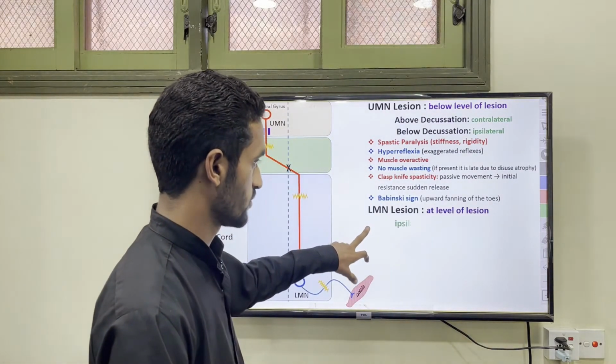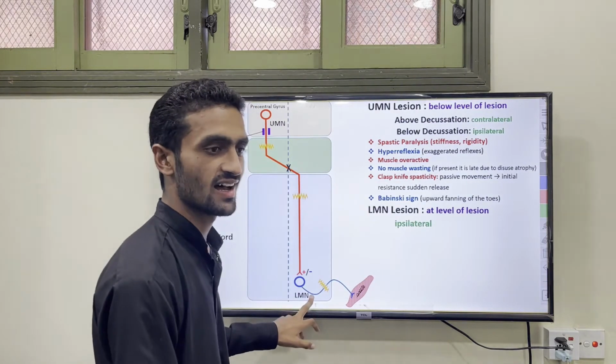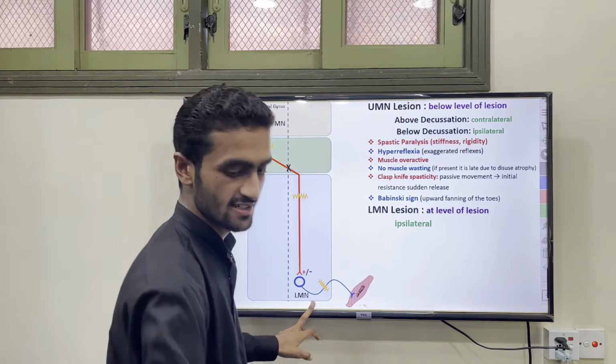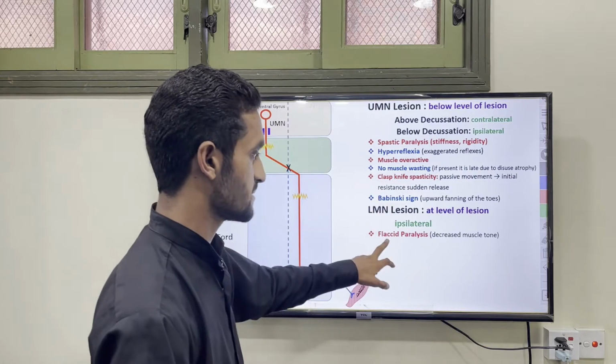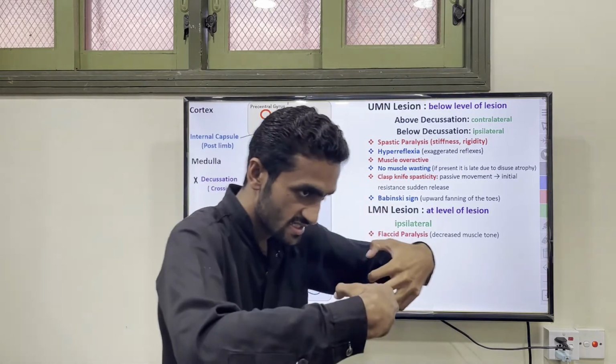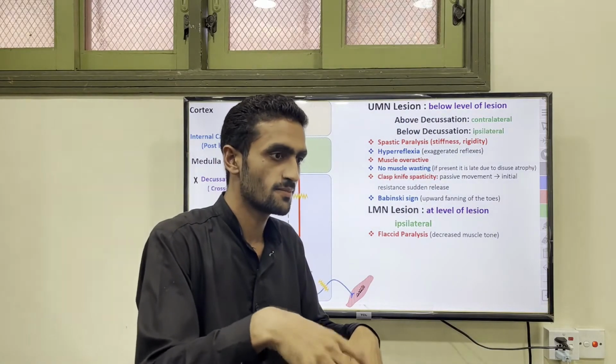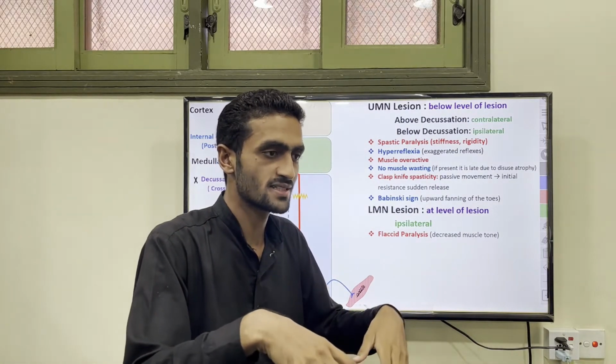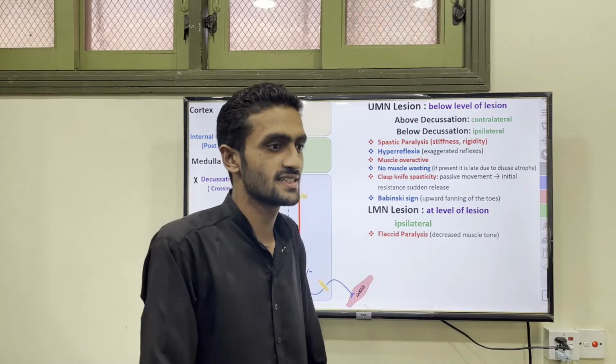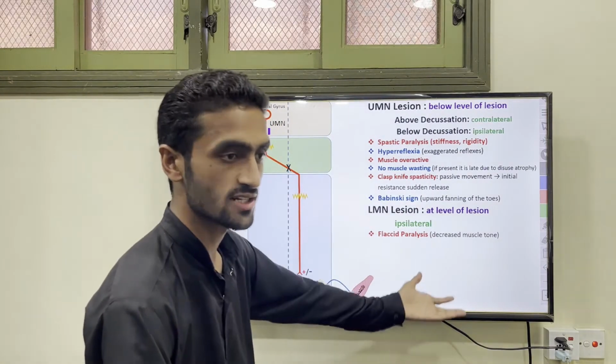Lower motor neuron lesion signs are always ipsilateral. There is flaccid paralysis. Upper motor neuron lesion has stiffness, but flaccid means floppy muscle. This leg is flaccid, so there is decreased muscle tone.